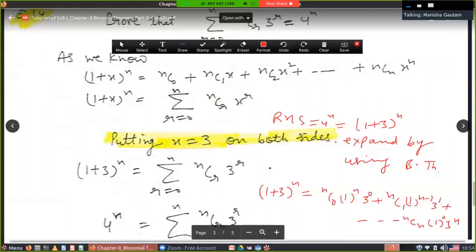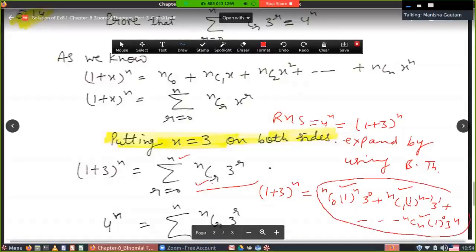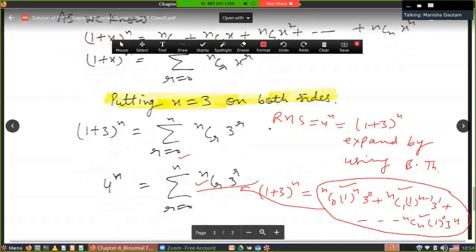When you put r is equal to 0 in this expansion, you will get the first term. When you put r is equal to 1, you will get the second term. When you put r is equal to 2, you will get the third term. And when you put r is equal to n, you will get the last term, this one. So this whole statement can be written like this. It means 1 plus 3 whole power n can be written as the summation of r is equal to 0 to n of nCr 3 to the power r. So this is the solution. You can do the question like this also.